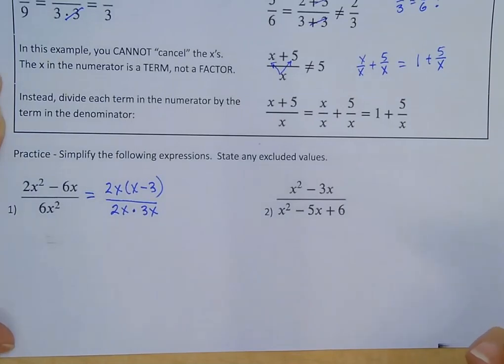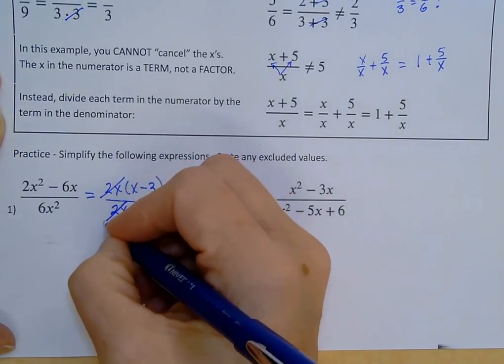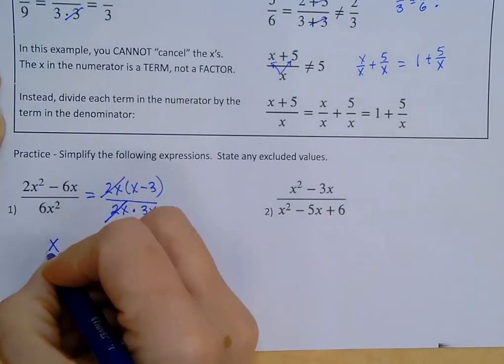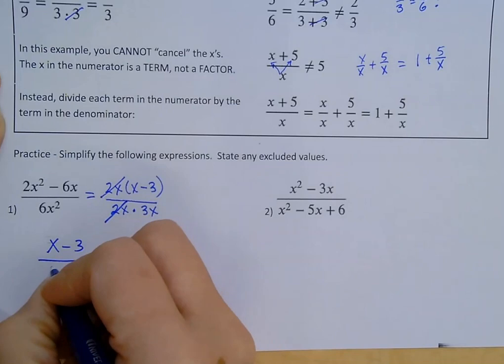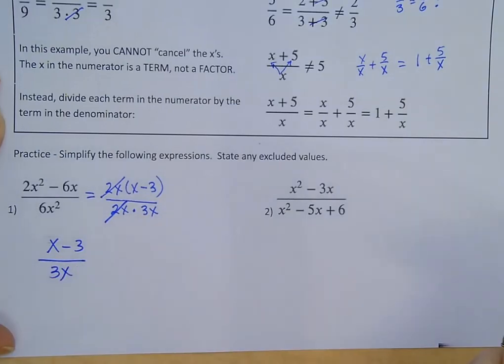I'm not always going to do it this way. I'm just kind of breaking it all the way up so you can see. So 2x divided by 2x is just 1, and my answer would be x minus 3 all over 3x. That's probably how I would leave that answer.